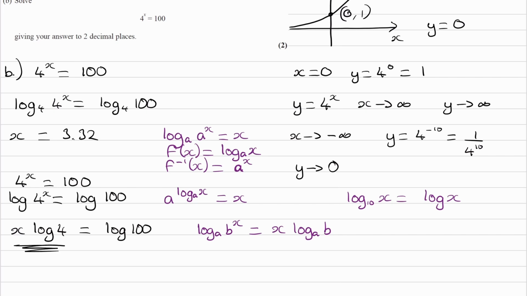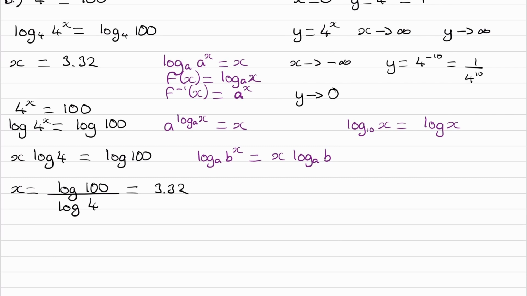And because these two things are now multiplied, we can divide both sides by log 4, and this becomes now log 100 all over log 4. Type this in your calculator, you get the same thing, 3.32.